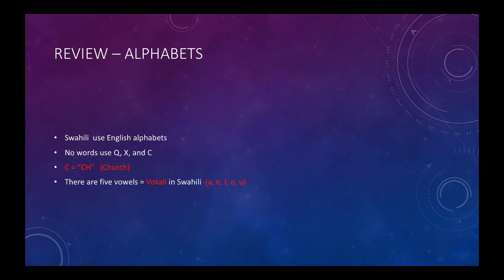In my earlier video, I've made mention of the fact that Kiswahili uses the English alphabets as a script, and there are no words that use the letters Q, X, and C. C is always used in combination with H, as in CH, church. There are 5 vocali in Swahili, sounds A, E, I, O, U, as you could see in the last sentence in red. A, E, I, O, U.